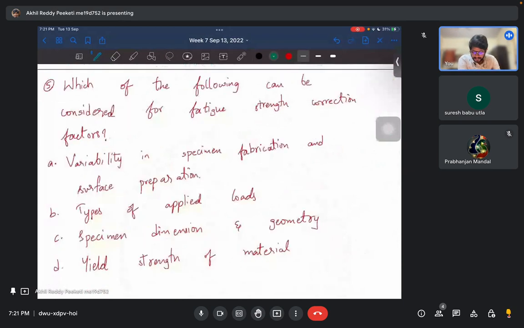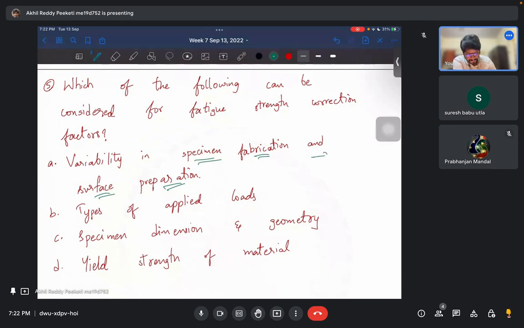Which of the following can be considered for fatigue strength correction factors? So basically, what are all the factors which can affect the fatigue strength? Variability in specimen fabrication and surface preparation. Yes. If the surface is very smooth or a little rough, based on the type of finish, the fatigue strength will change, and the fabrication techniques could also affect.